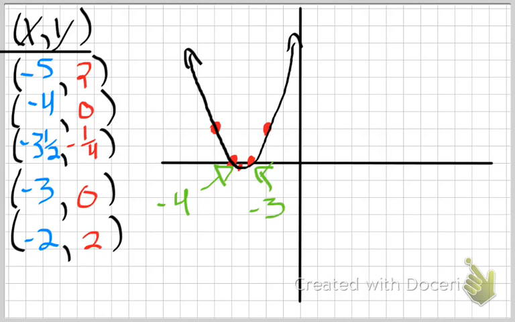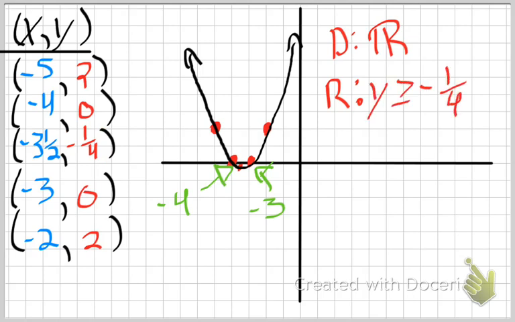Now, if it says, what is the domain? The domain is all real numbers. But if they ask for the range, it's a minimum value in this case. The vertex is a minimum. It starts at -1/4, but it's everything bigger than that. So greater than or equal to -1/4. So you're done graphing this quadratic equation.